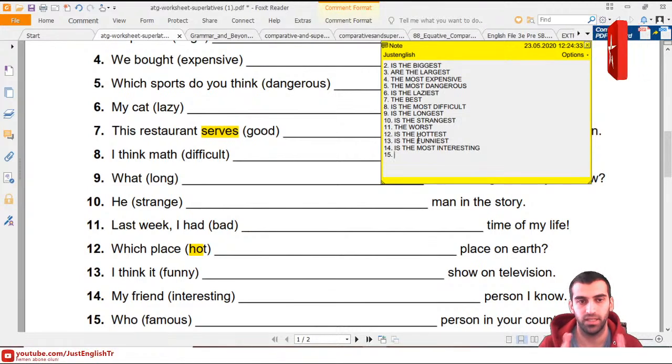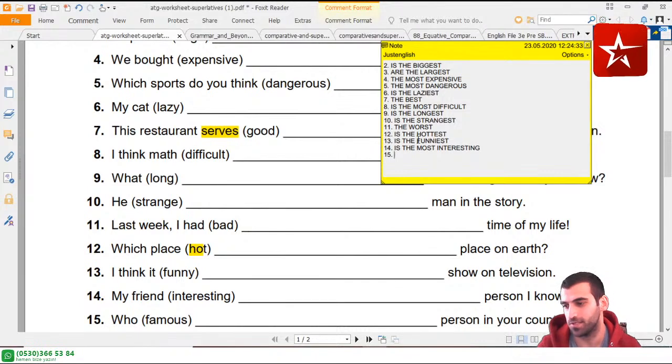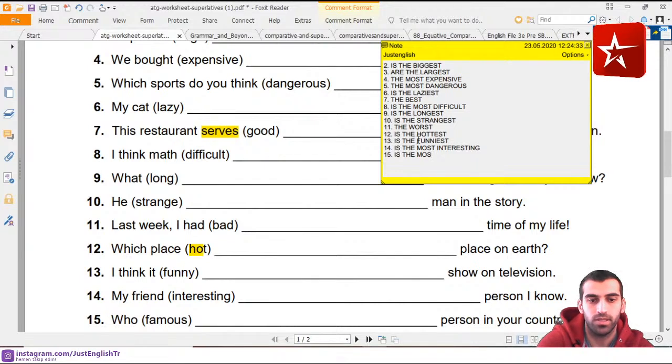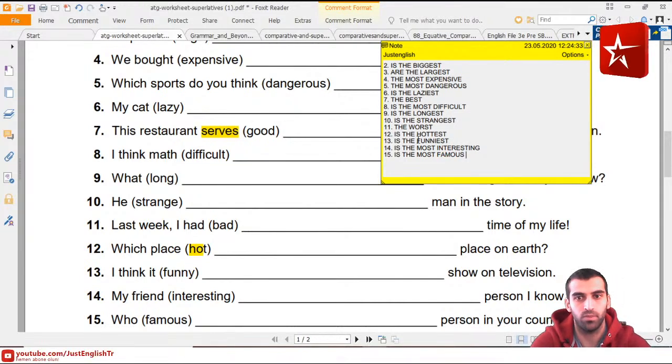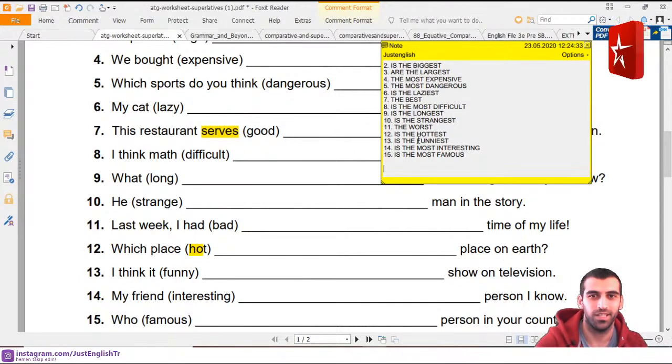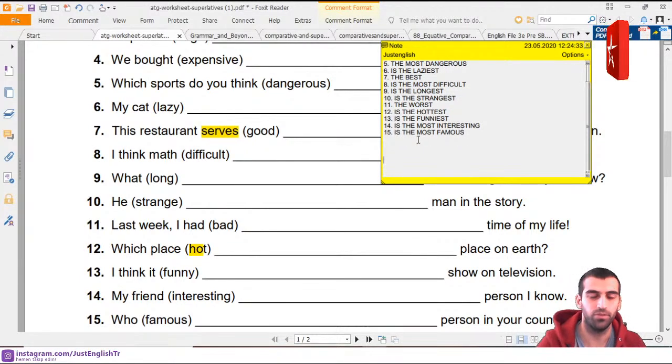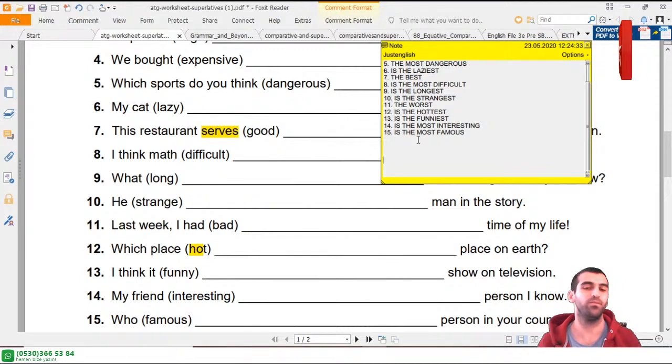Who and adjective is famous person in your country. So let me check your answers to this sentence, and then we will see who is the most famous. Yes, who is the most famous person in your country? Let me ask this question from you.